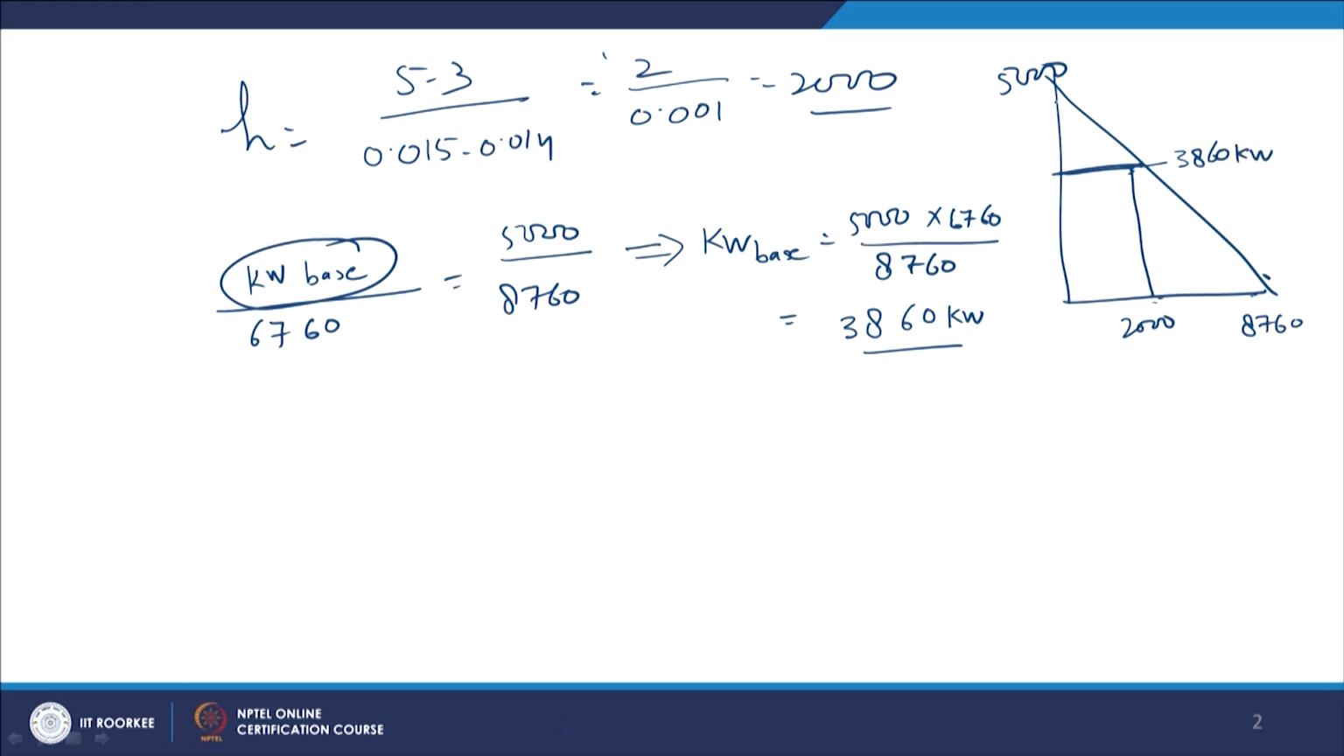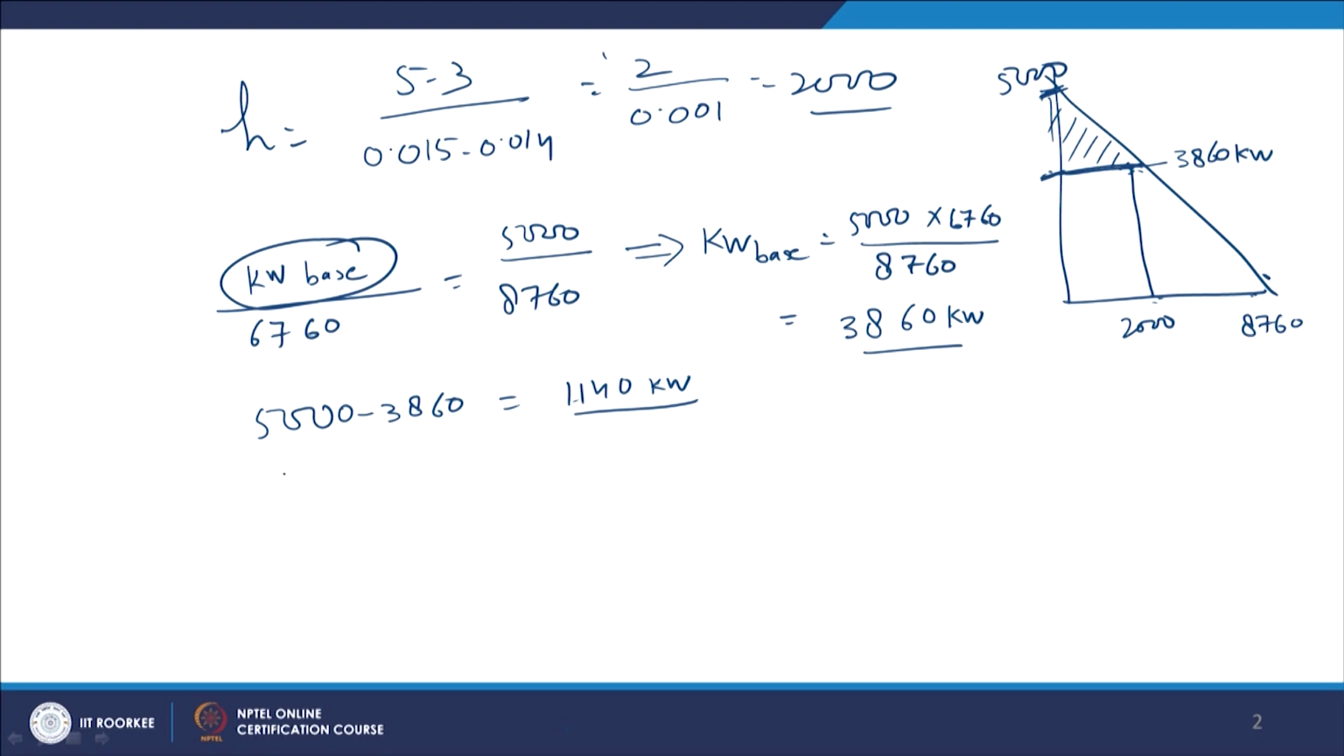Now we have the base kilowatt, 3860 kilowatt. Now, for this part of the triangle, 5000 minus 3860 is equal to 1140. So, this part is only 1140. So, the capacity required for the peak load plant is 1140 kilowatt, and the capacity of the base load plant is 3860 kilowatt. So, now we have decided this for the optimum value. Now, the cost of generation.